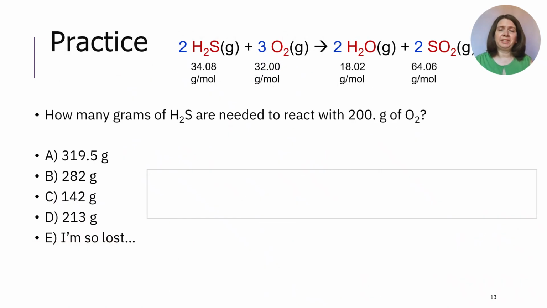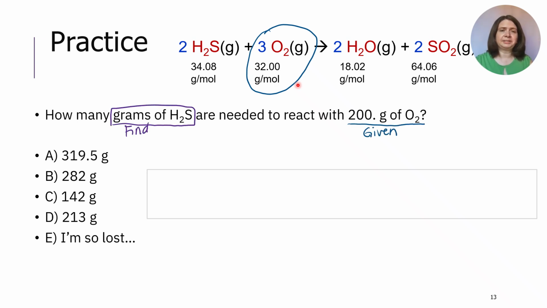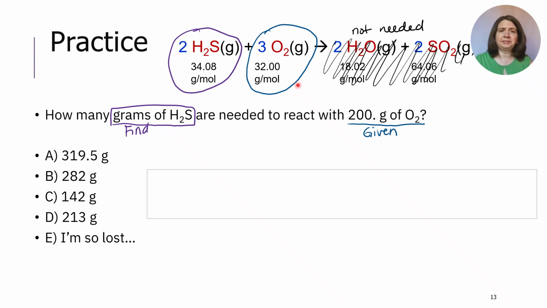How many grams of H2S are needed to react with 200 grams of O2? Once again, I begin by identifying the two substances involved. I can circle O2 since that is the given substance, and H2S since that is the substance I need to calculate. I can cross out the remaining substances because they are not needed for this calculation. The molar masses are provided underneath the balanced chemical equation.